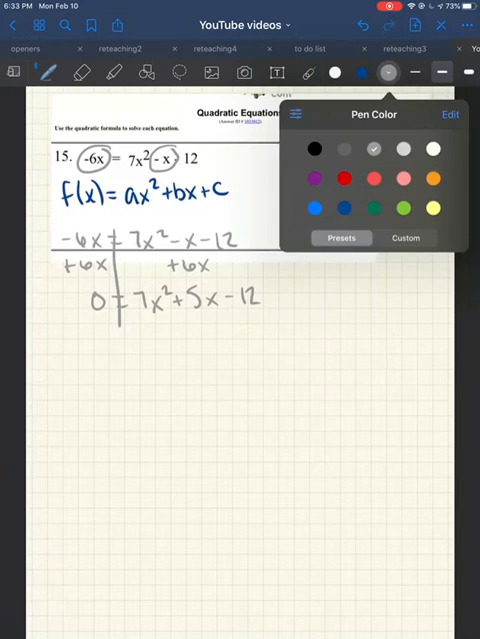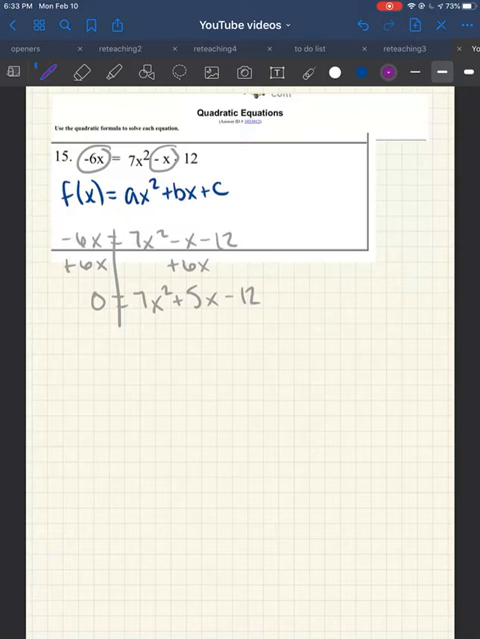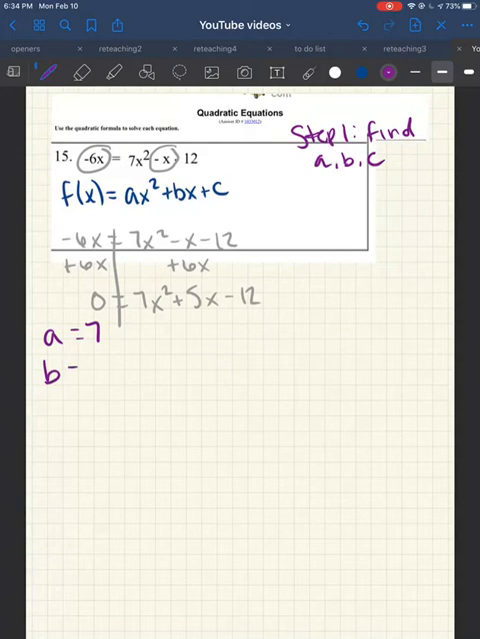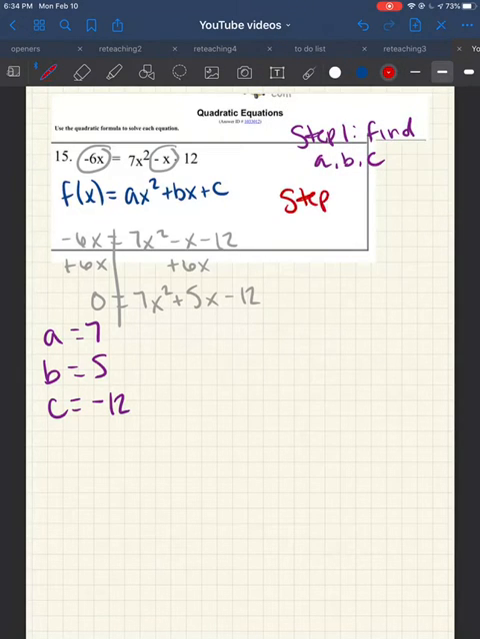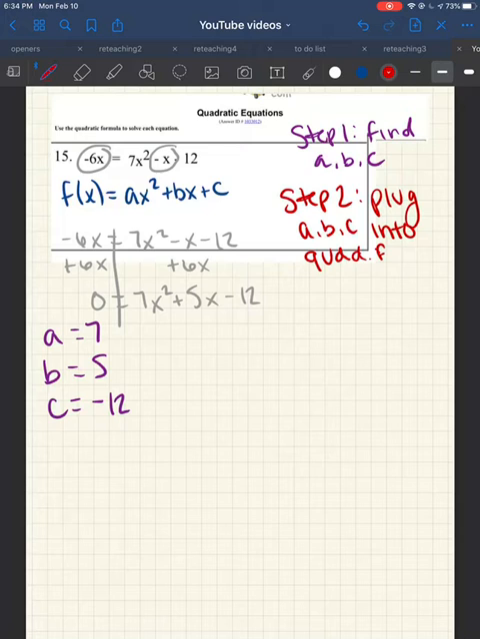Okay, so from here, I have my a, b, and c's. Step 1, find a, b, and c. So a is going to be 7, b is going to be 5, and c is going to be negative 12. Okay, so after this information, we go to step 2. Plug a, b, c into the quadratic formula.